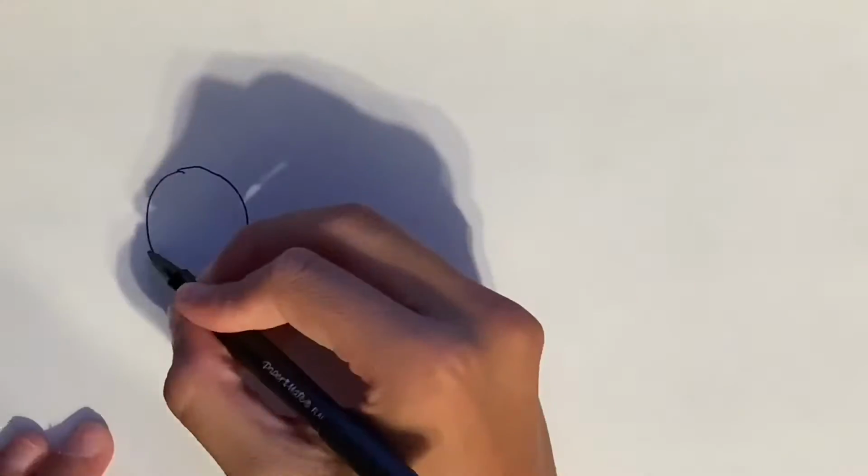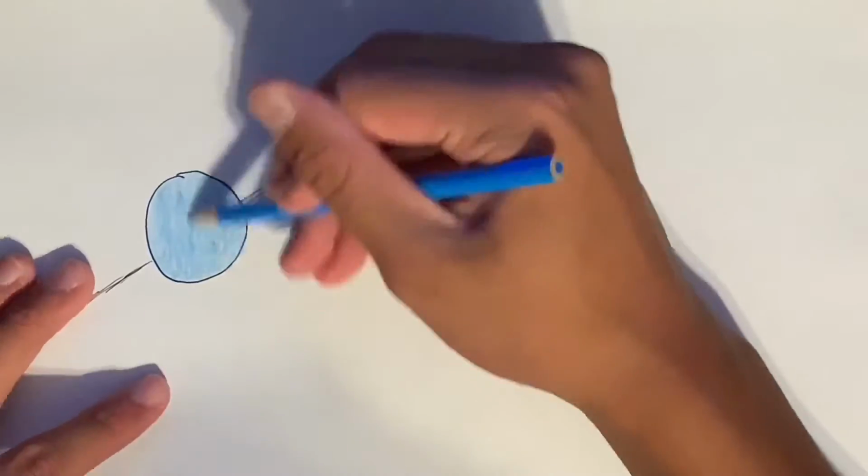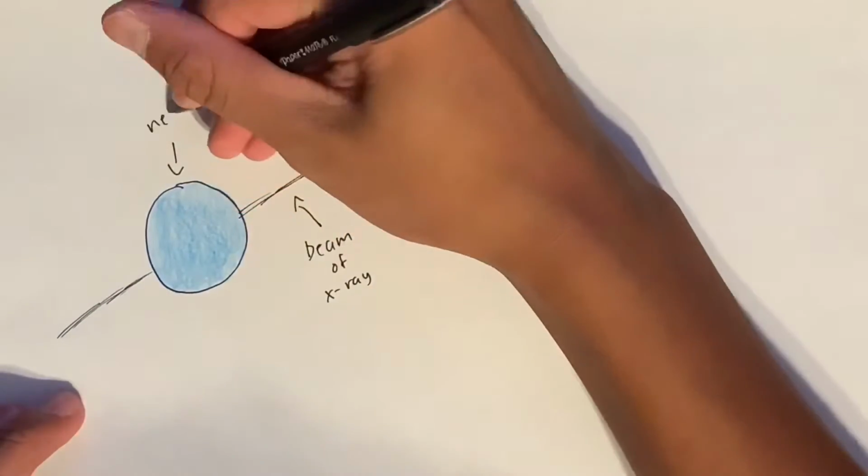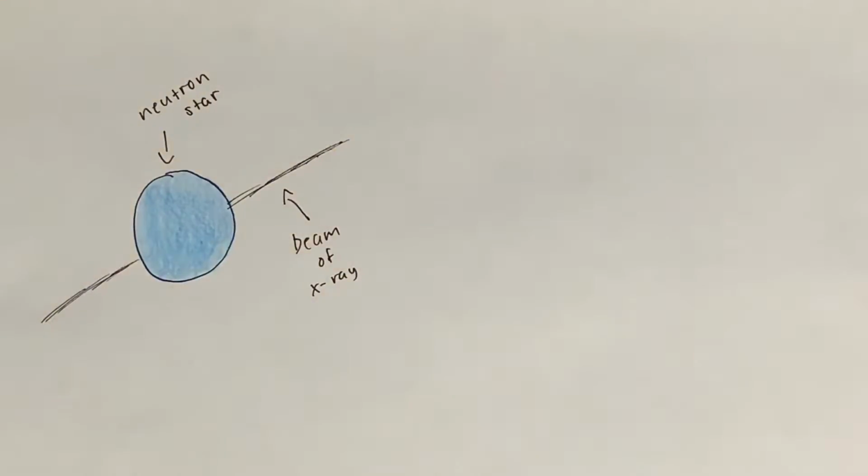This is a neutron star. It is a collapsed core of a giant star. The neutron star has a radius of 18 miles. However, it is very dense because in that 18-mile radius, it contains twice the sun's mass.